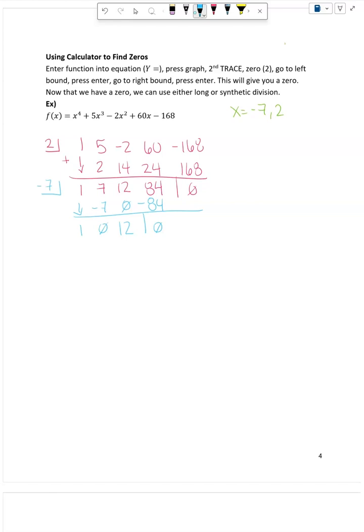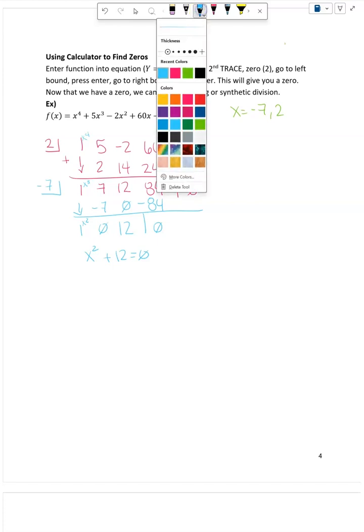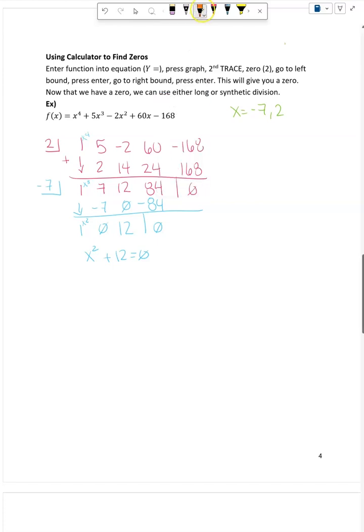When we started up here, this was our x to the 4th power, which means this is x to the 3rd power. This means this is x squared. So now we have x squared plus 12 equals 0, right? So now we just need to factor that or solve for that. So we would move this guy over, so it's going to be x squared equals -12.